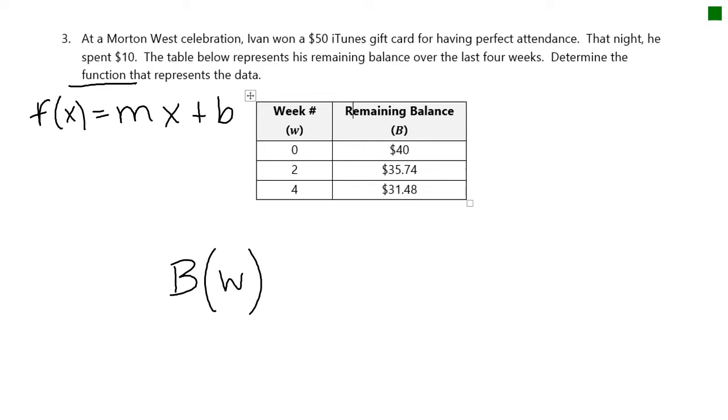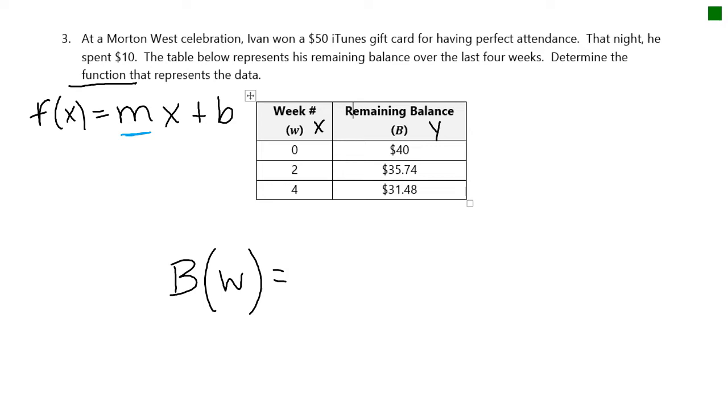How do I know x is W? Because I know in a data table, it's always going to start with x, and the other one has to be y. Okay, so far I know this information. I know I'm going to have to write mx plus b. The first thing you should know is that we need to figure out what is m. What's going to be my slope?